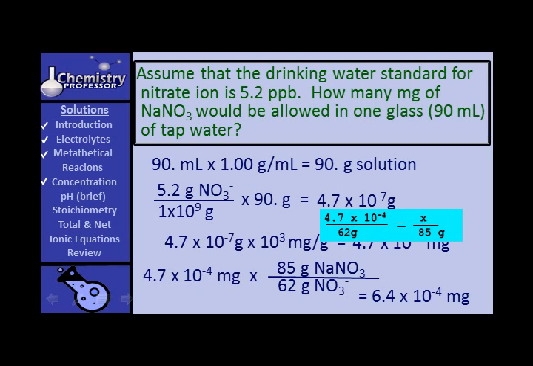Or you can do the same thing with a ratio and proportion. 4.7 times 10 to the negative fourth milligrams of nitrate is to 62 grams of nitrate ion as X is to 85 grams of sodium nitrate. There are any number of ways this can be set up, but this is one way to do this.